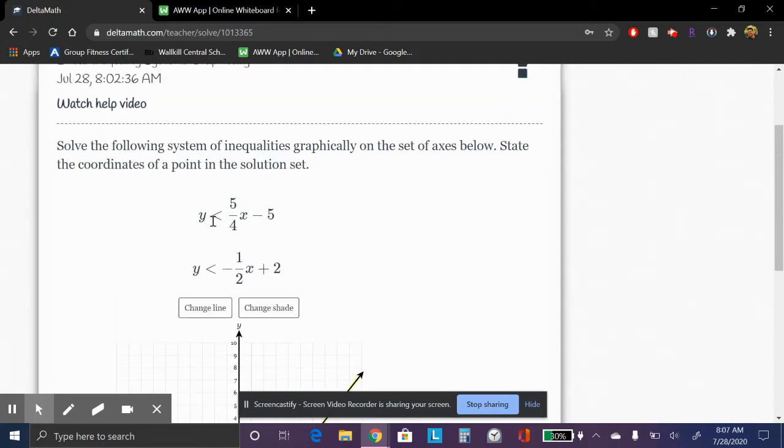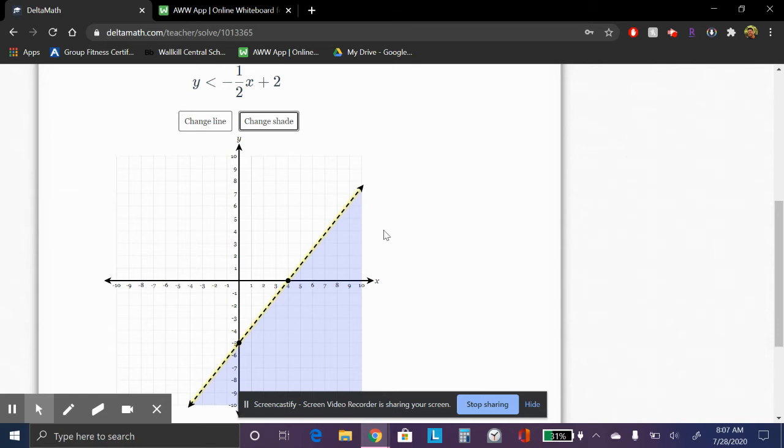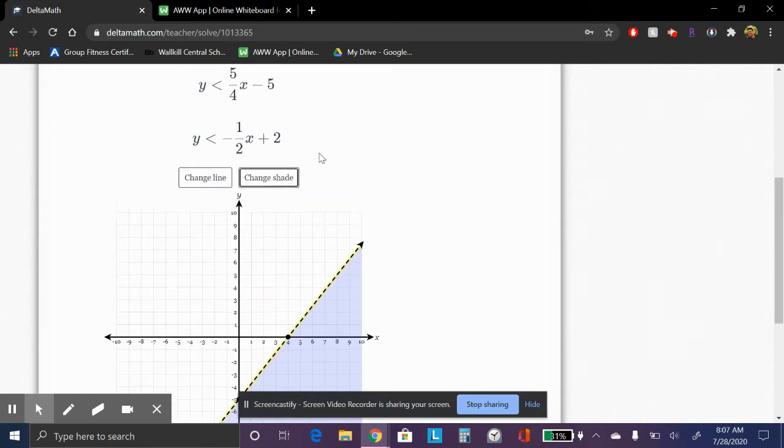Now it's not equals, so I have to change the line to a dashed line because the points on that line are not part of the solution set. And since this is pointing to y and not away from y, you shade below. So there's the solution set of just that one inequality.